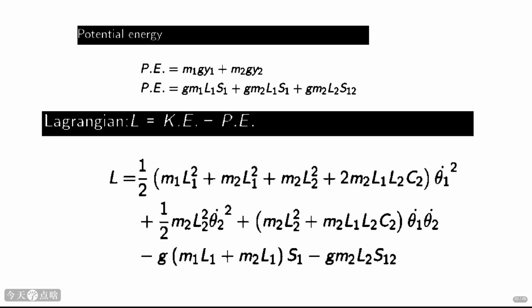Next, the potential energy. Assuming gravity acts downwards, the potential energy Pe is due to the height of the centers of mass. Pe equals m1 g y1 plus m2 g y2. Using the expressions for y1 and y2 from the previous slide, we substitute them here. Now we have both Ke and Pe. The Lagrangian L is simply their difference. L equals Ke minus Pe. The resulting expression for L is quite involved, containing terms with θ̇1 squared, θ̇2 squared, θ̇1 times θ̇2, and trigonometric functions of θ1 and θ2. This Lagrangian fully describes the system's dynamics.